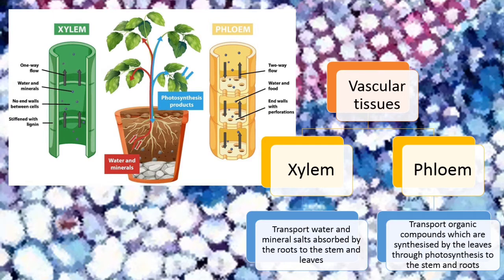The differences between xylem and phloem. Xylem is one-way flow, but phloem is two-way flow. Xylem transports water and minerals, and phloem transports food or organic substances. Xylem has no end wall between the cells and is stiff with lignin, while the phloem has end walls with perforation. Let's discuss the structural adaptation of xylem and phloem.